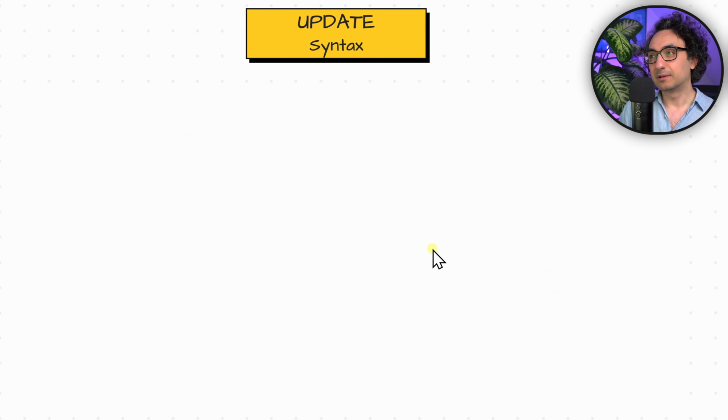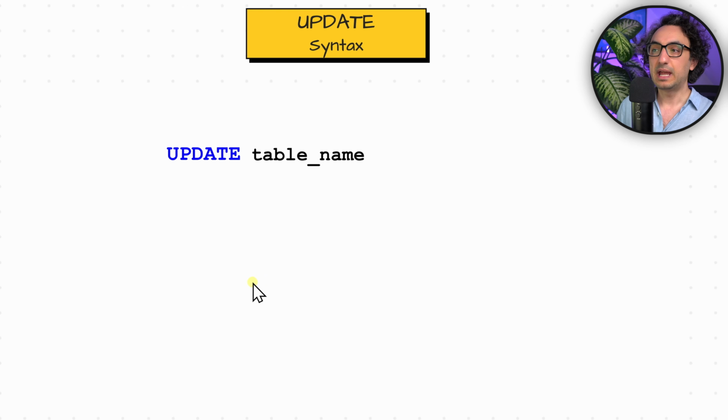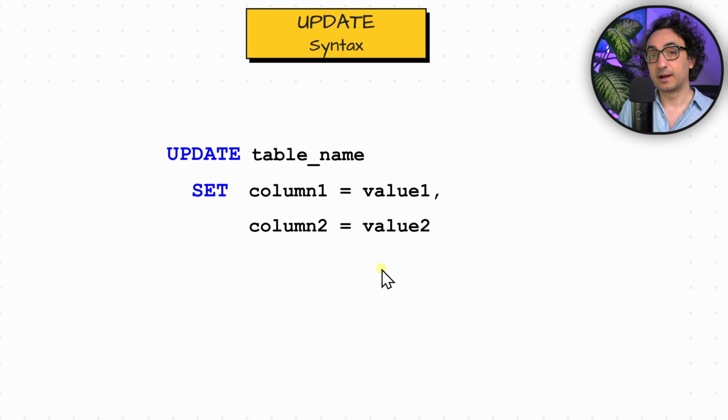Now let's have a look quickly at the syntax of the UPDATE. It starts with the keyword UPDATE, and then we have to specify the table name. After that, we're going to use SET in order to specify the new values for the columns. So you have to write down a new value for each column that you want to update, and you separate the columns, of course, using a comma.